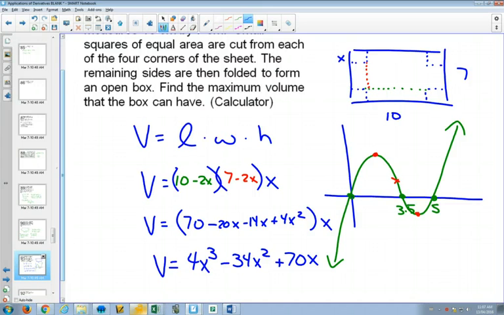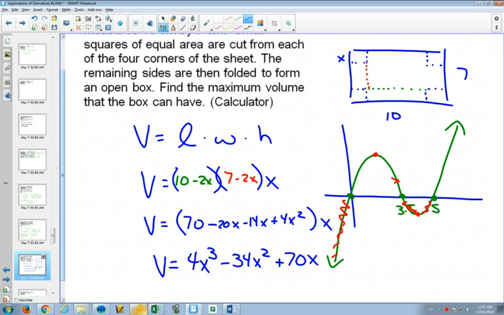Now, given the context of this question, only some of this graph actually makes sense. Okay? For example, could you cut out a square with a negative length? So that means this section of our graph doesn't make sense, neither does this section of our graph. You can only cut out positive lengths. Does it make sense that I could cut out something for x between 0 and 3.5? Yes? Does it make sense that I could cut out something for x after 5?